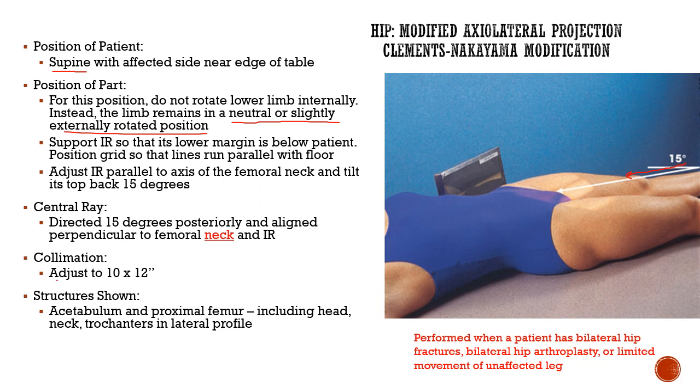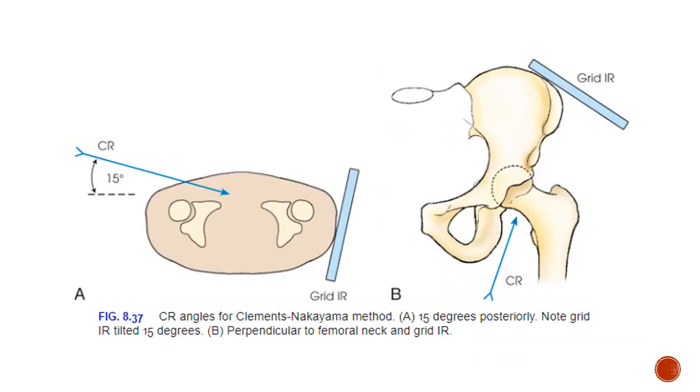We're going to adjust our collimation to 10 by 12, and we're going to see the acetabulum and the proximal femur, including the head and the neck and the trochanters in lateral profile. And so what we're looking at here is that we're again going to have our central ray directed perpendicular to the femoral neck. The direction of our central ray is going to be 15 degrees posteriorly.